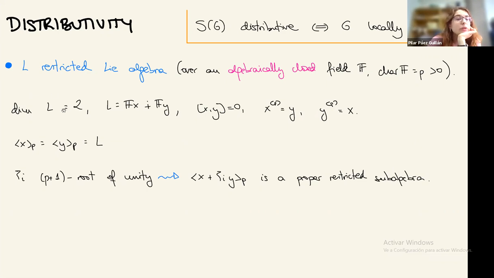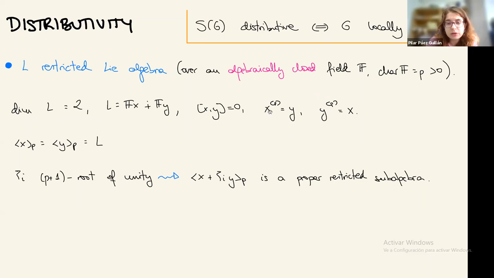Again, a restricted Lie algebra of dimension 2, abelian, over an algebraically closed field. I'm going to pick my base field to be algebraically closed. So, dimension 2, abelian, and now I'm going to define the p-map in the following way. x to the p will be y, y to the p will be x. And this again will be a restricted Lie algebra. One can check it readily.